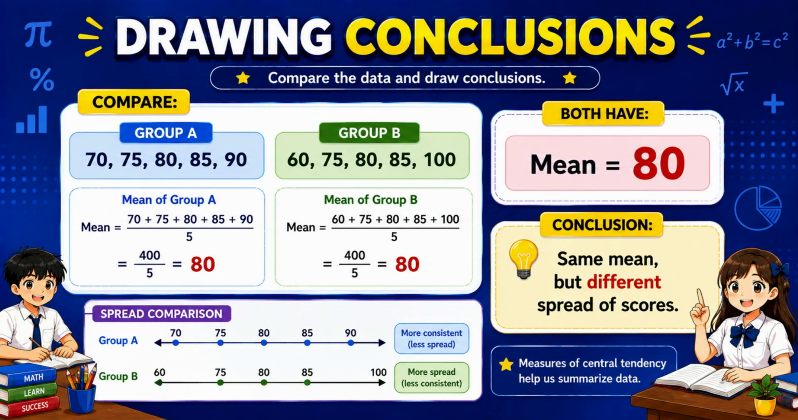Notice that both groups have the same mean of 80. However, the individual scores are distributed differently. Group B has a wider spread because it includes 60 and 100. This reminds us that the mean alone does not always tell the complete story about a dataset.